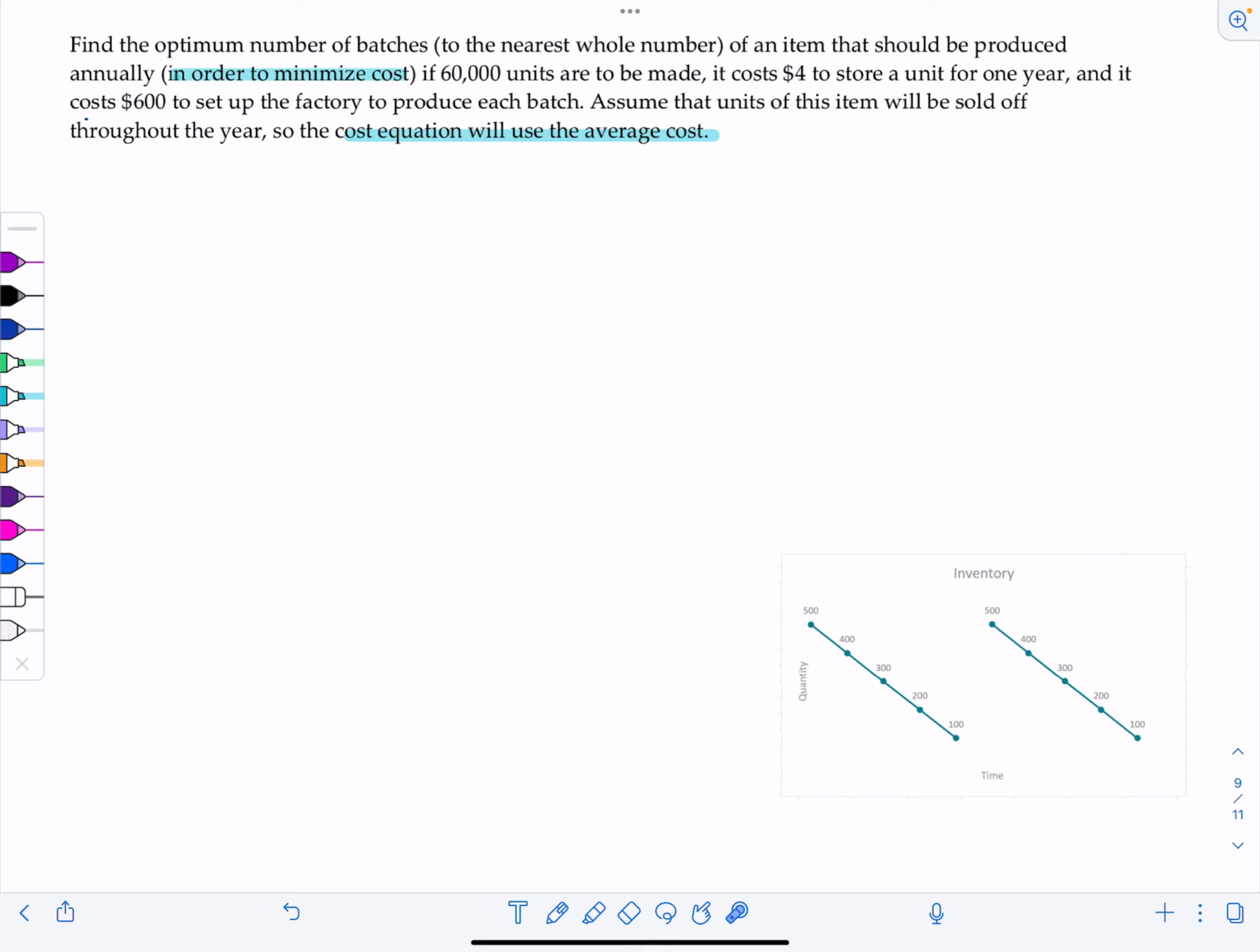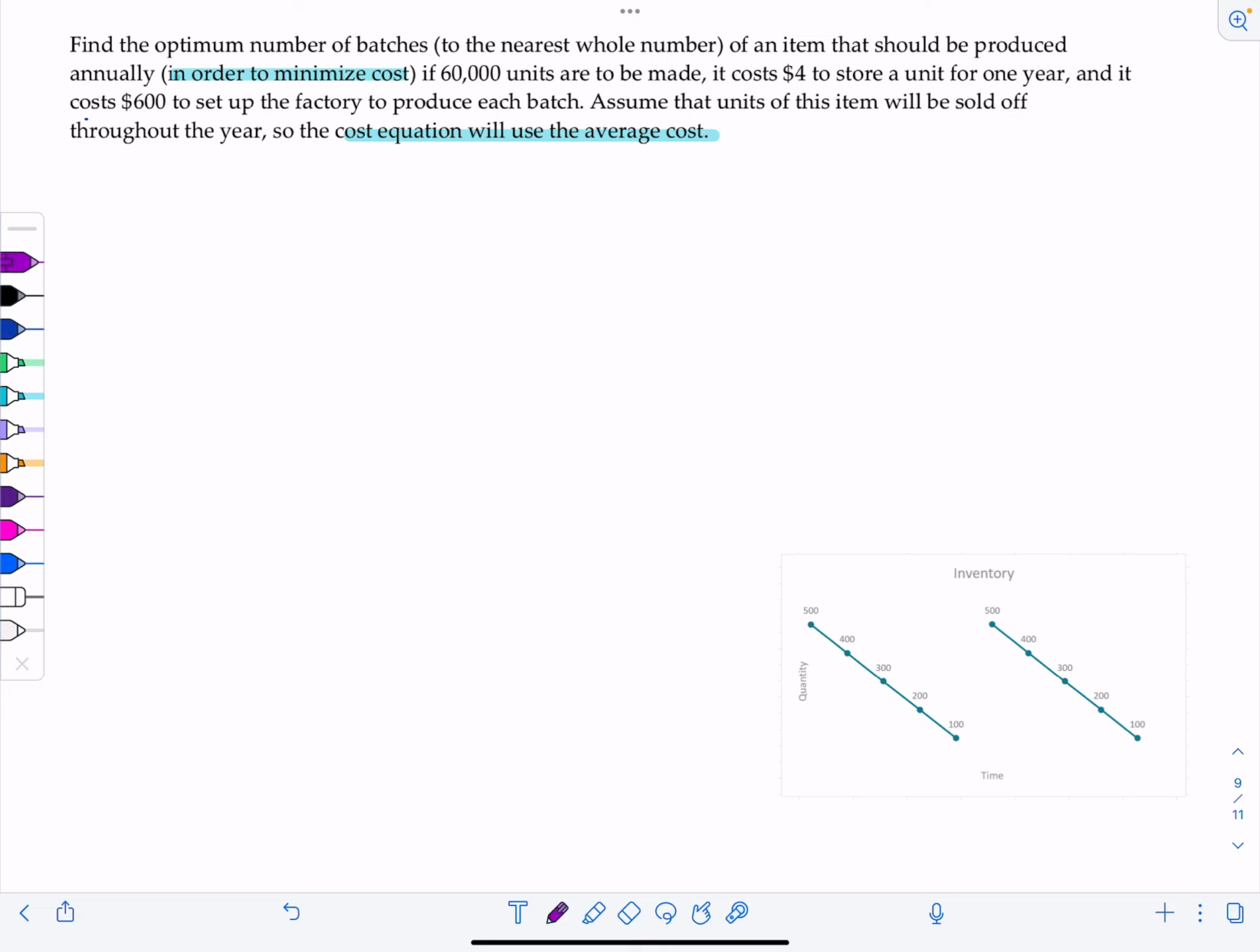You don't want to store stuff for too long. So you don't want to make all 60,000 at the beginning of the year, right? But then you don't want to be making such small batches, because it costs $600 every single time you make a batch. So you don't want to make them in groups of 100. That probably is not going to be a good idea. So it's like, how many batches, how many times should I set it up and tell the factory it's go time? How should I break up this 60,000?